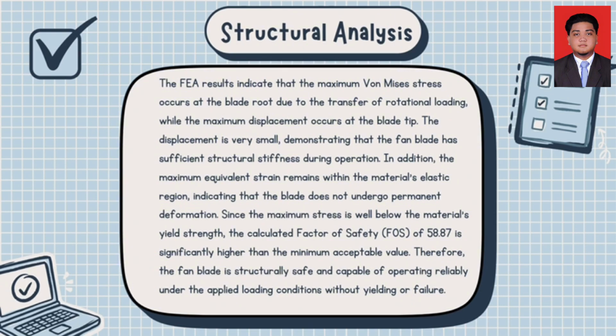In addition, the maximum equivalent strain remains within the material elastic region, indicating that the blade does not undergo permanent deformation. Since the maximum stress is well below the material yield strength, the calculated factor of safety of 58.87 is significantly higher than the minimum acceptable value. Therefore, the fan blade is structurally safe and capable of operating reliably under the applied loading condition without yielding or failure.